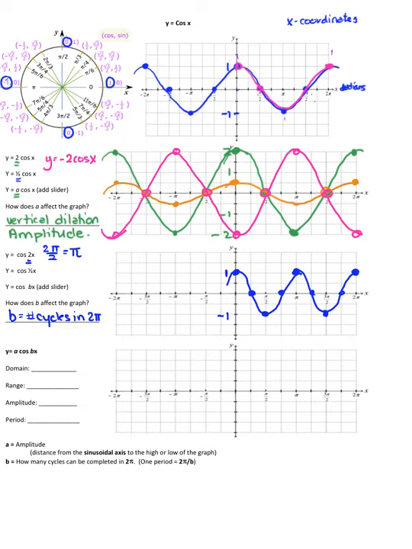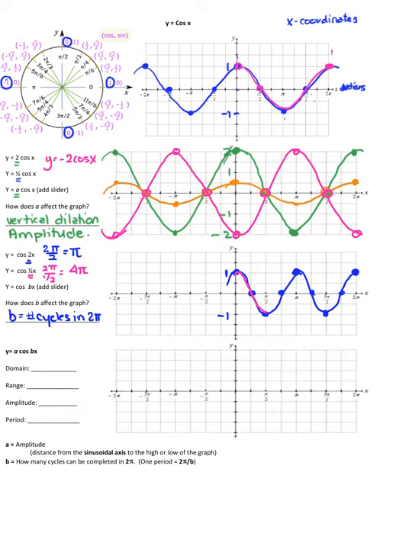If I do the 1/2, that means I can complete only half of a cycle. Half of a cycle would be just from the top to the bottom. That's half a cycle. So if it takes 2 pi to do half a cycle, it's going to take me 4 pi to complete the whole thing.